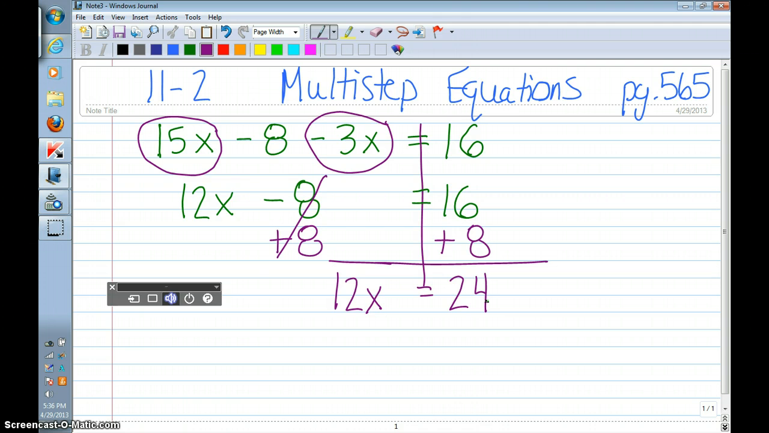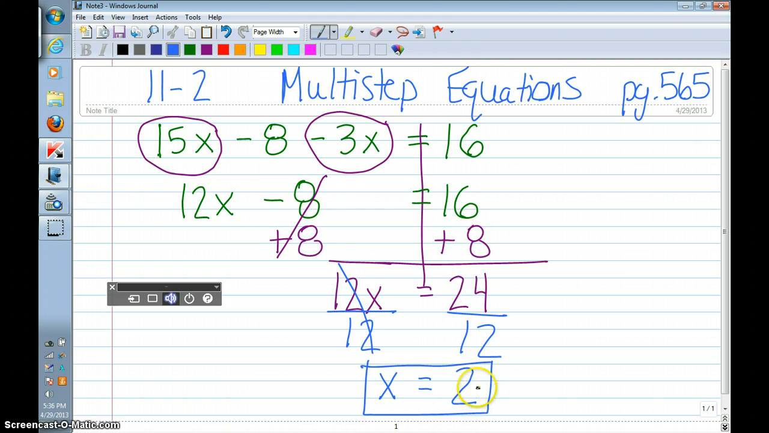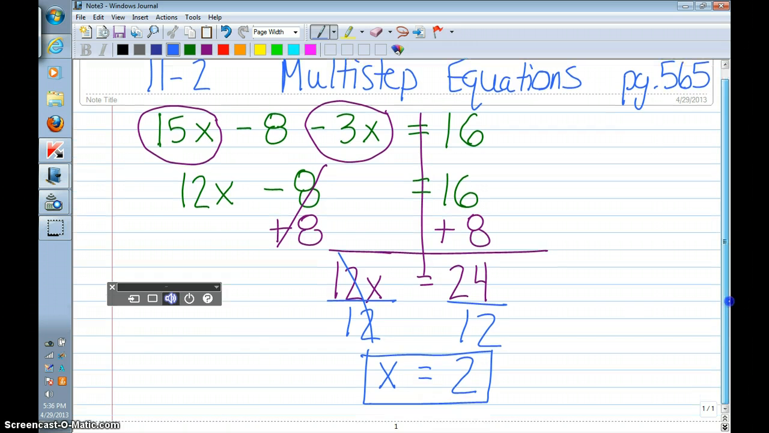In my last step, I want to get rid of that 12. So I have to look at what's being multiplied right now. I have to do the opposite. I'm going to divide both sides by 12. And so x is equal to 2. Again, if I wanted to double check my answer, I could plug 2 back into the x, and I should get both sides to equal 16.